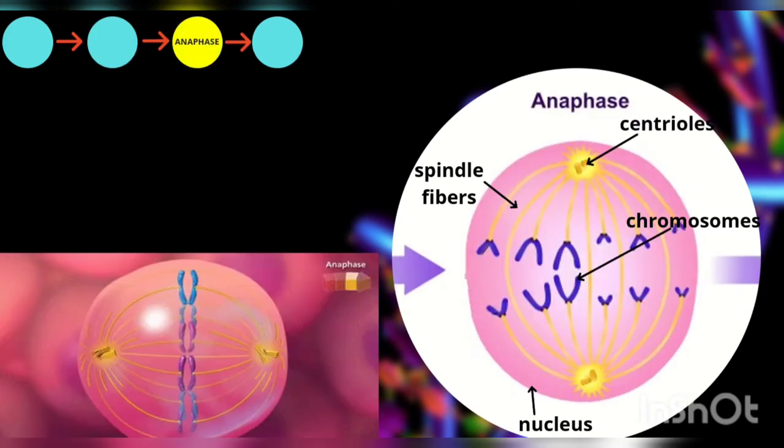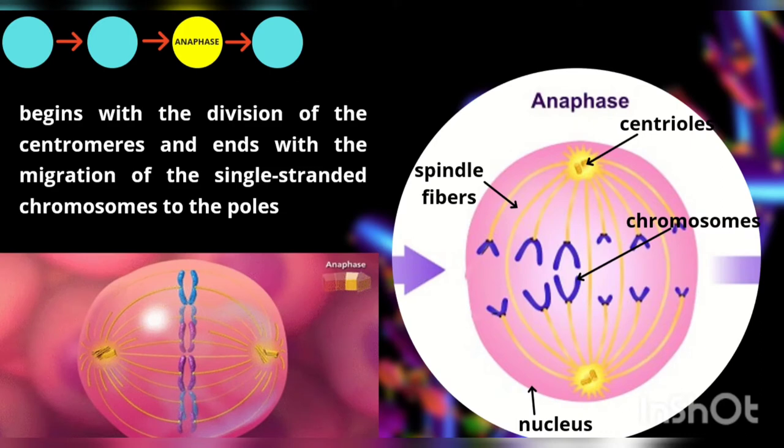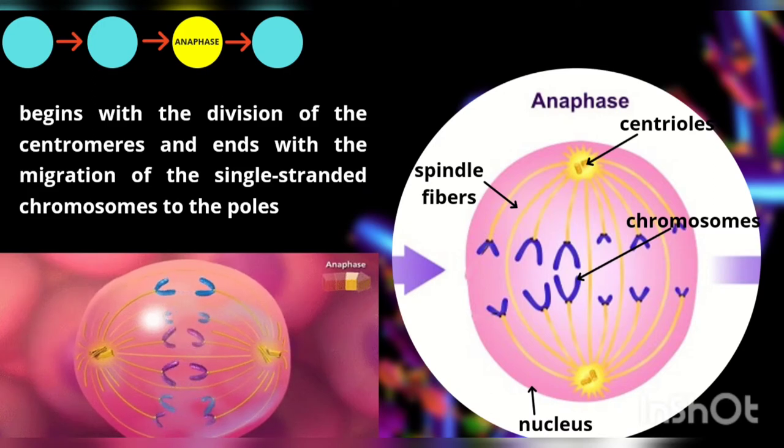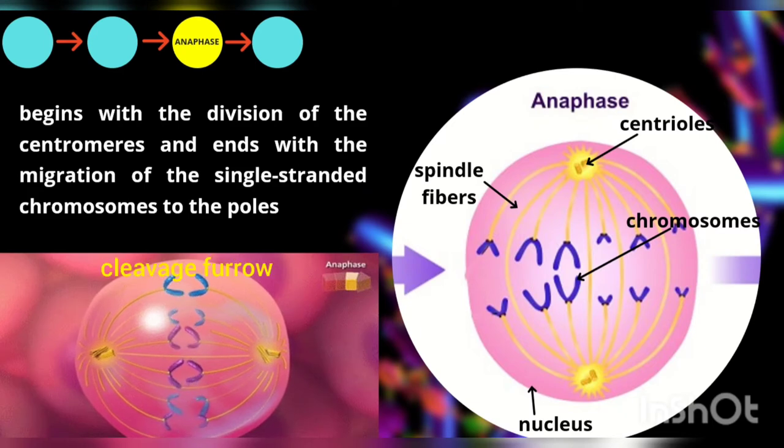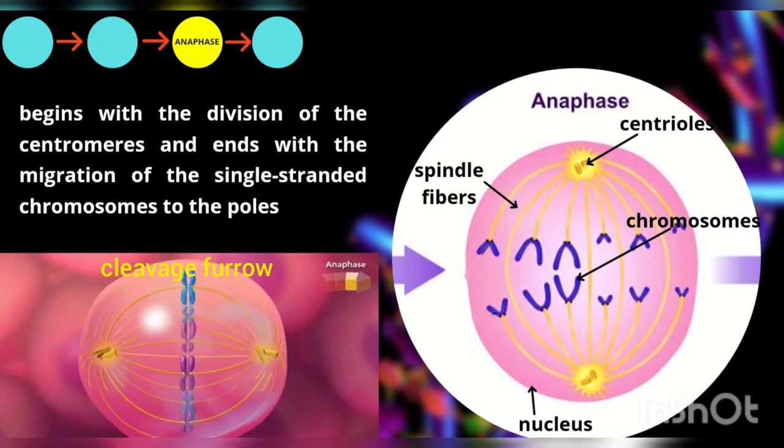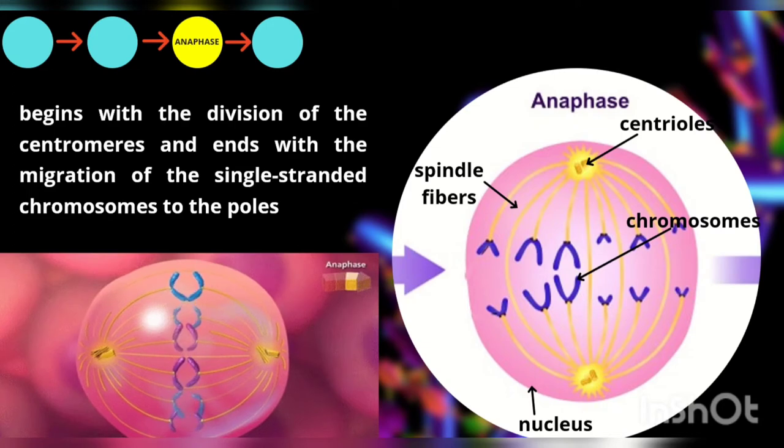Next is anaphase. It begins with the division of the centromeres and ends with the migration of the single-stranded chromosomes to the poles. The double-stranded chromosomes separate, or what we call the centromere breakage, and move to the direction of the centrioles. A cleavage furrow is produced to the opposite pole of the centrioles, an appearance by which the cell is about to be torn apart.